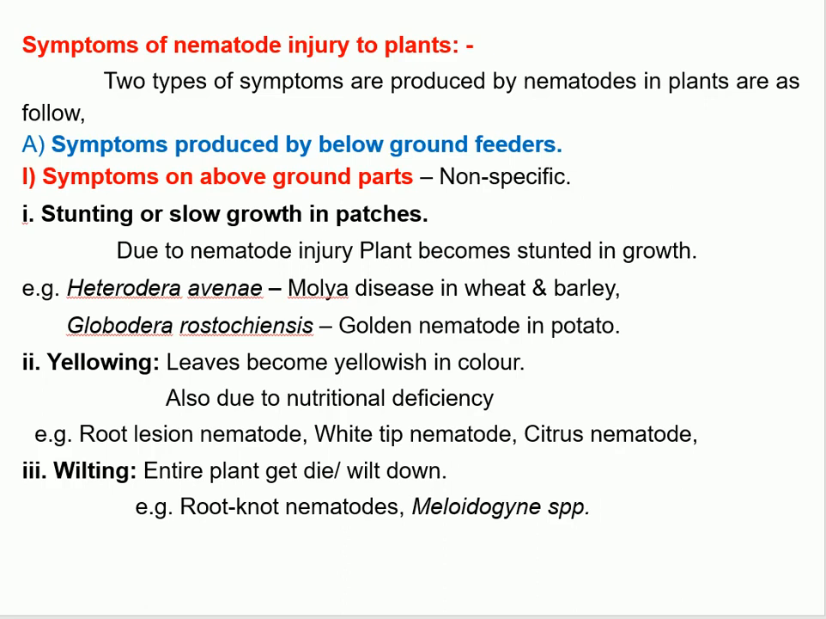Second symptom, that is yellowing. Leaves become yellowish in color. But this yellowing of leaves is also due to nutritional deficiency. For example, root lesion nematodes, white tip nematodes, and citrus nematode can cause the yellowing type of symptoms in plants. And the third symptom is wilting. The entire plant dies or wilts down. Examples are root knot nematodes or Meloidogyne species.